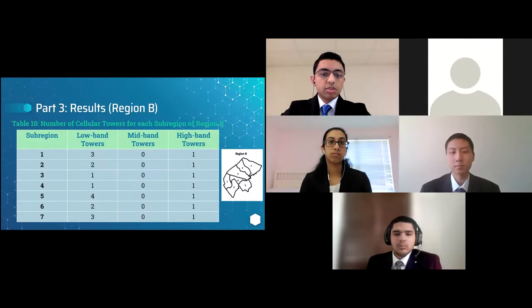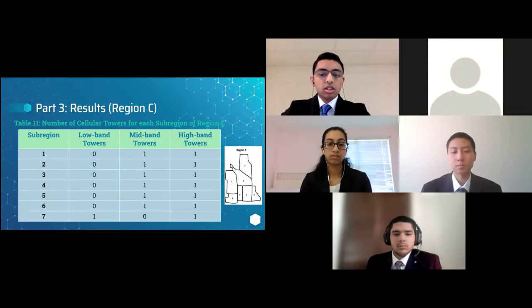And next for region B, we see that none of the subregions require a midband tower. And this is likely because the subregions are much larger, and it is more effective to use a low band tower for greater coverage area and a high band tower for additional bandwidth. In region C, the subregions are much smaller, and this demonstrates why our model predicts no low band towers in almost all of the subregions.